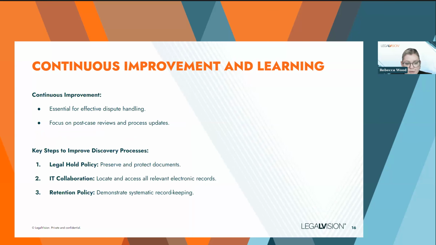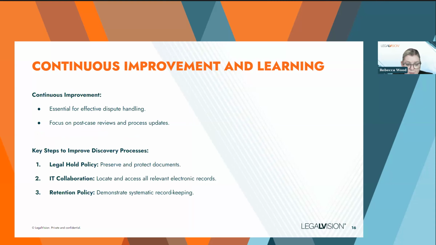Great. So look, managing disputes presents an opportunity for continuous improvement and learning. This is really essential for in-house counsel to continue to enhance their dispute management capabilities and ensure that their organisations are well prepared to handle future disputes effectively. So one key area where continuous improvement is particularly important is in the discovery or document gathering process.